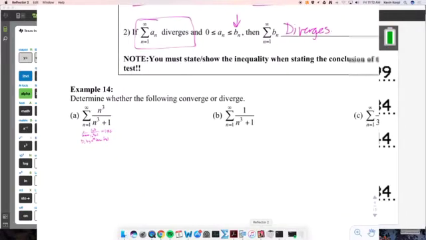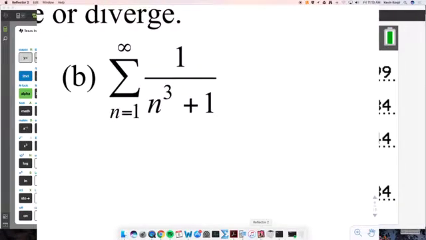Okay, I got it. All right, letter B. What does the nth term test say? What's the limit as n goes to infinity of 1 over n cubed plus 1? 0. So now it means, all right, let's get to work. What does your intuition tell you? Convergent. Good. And that's correct. It does converge. Your intuition tells you it converges.